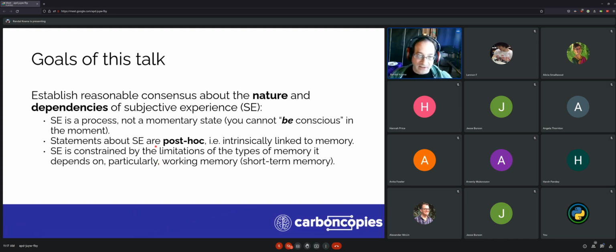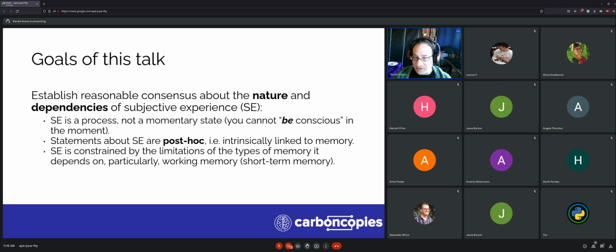Okay, the goals of this talk. They are multiple. Establish reasonable consensus about the nature and dependencies of subjective experience. The things that I want people to come out of this with are: subjective experience is a process, not a momentary state. In other words, you cannot actually be conscious in the moment. It's not a state. It's not a momentary thing.